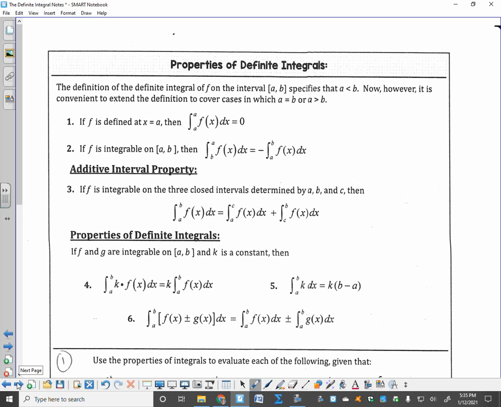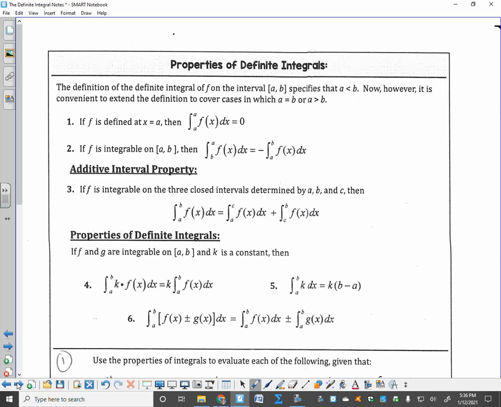All right, properties of definite integrals. These are super easy. The definition of the definite integral of f on the interval from a to b specifies that a has to be smaller than b. Now, however, it is convenient to extend the definition to cover cases in which a equals b or a happens to be bigger than b. And we've done both of those.